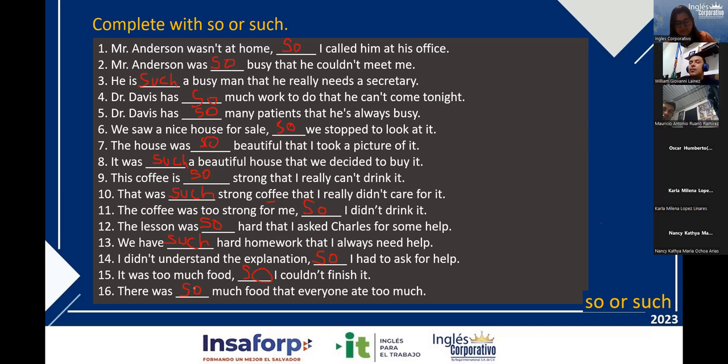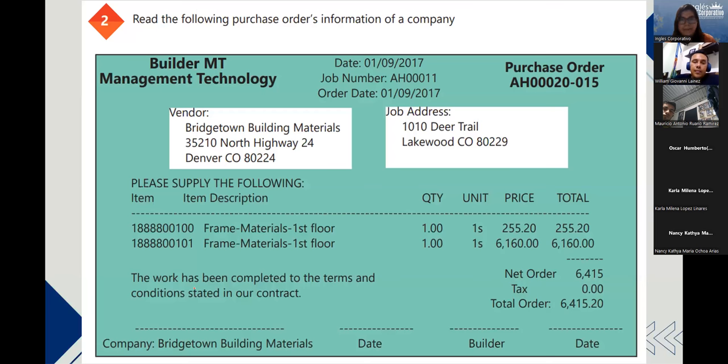Any questions here? No question? Bueno, asumo que no. Okay, this is the last thing we will do. Here we have a purchase order. What you're going to do here is pay attention to all the information in the purchase order and then answer these two questions. We have 8 minutes to read all the purchase order and then answer the questions.